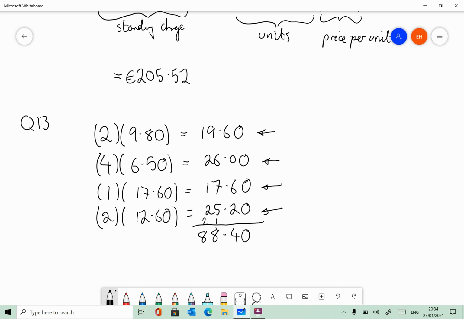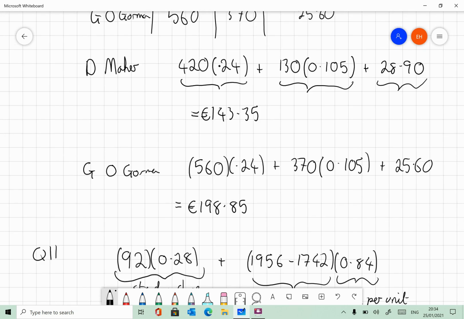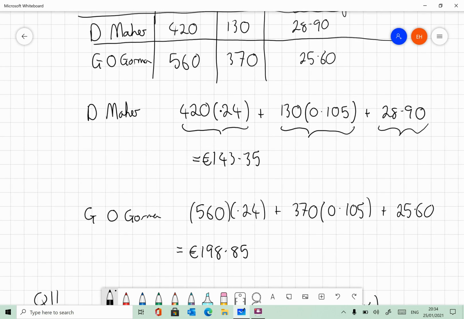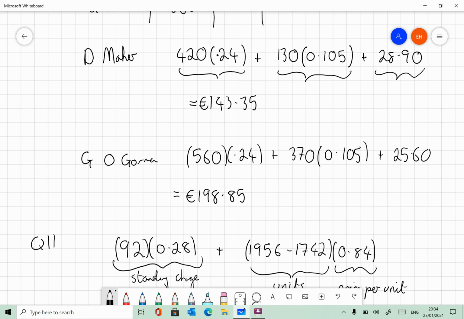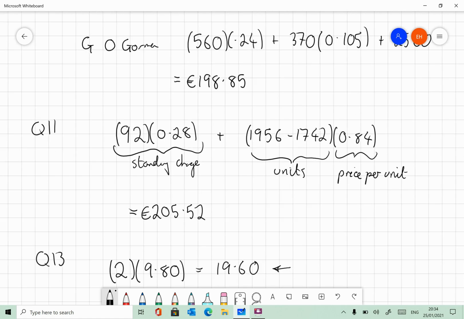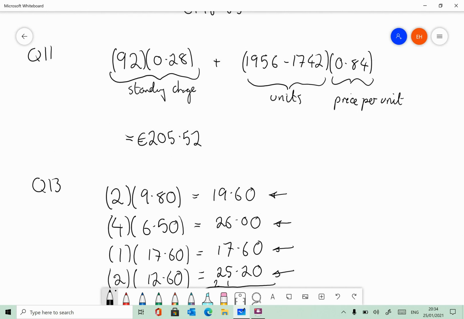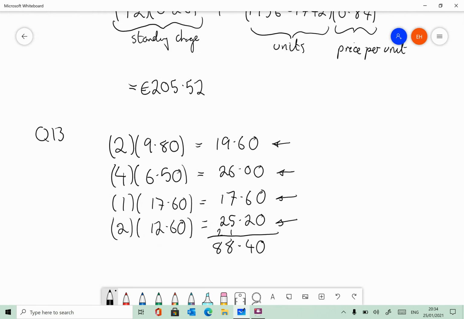Have I gone wrong? I may have gone wrong here. Question 9 is okay, and question 9 is okay for both parts. Perfect. Question 11, 205.52, and then question 13. Ooh. 25.20. Right, better check that out.